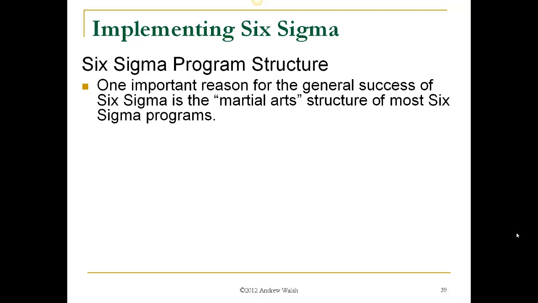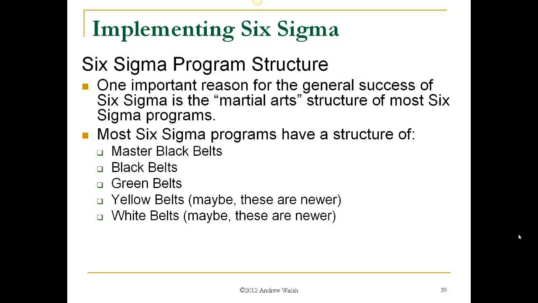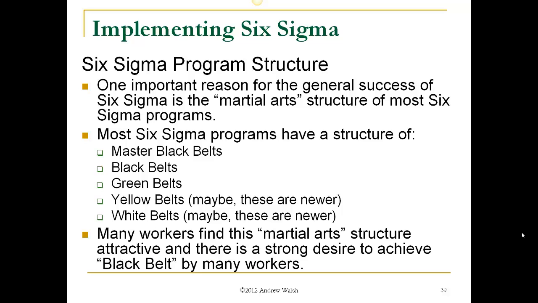Now, Six Sigma program structure. One important reason for the general success of Six Sigma is the martial arts structure of most Six Sigma programs. Most of these programs have a structure of master black belts, with black belts under them, and green belts. Yellow belts, maybe, these are newer, and white belts, maybe, these are also newer. Many workers find this martial arts structure very attractive, and there is a strong desire to achieve black belt or even green belt by many workers.